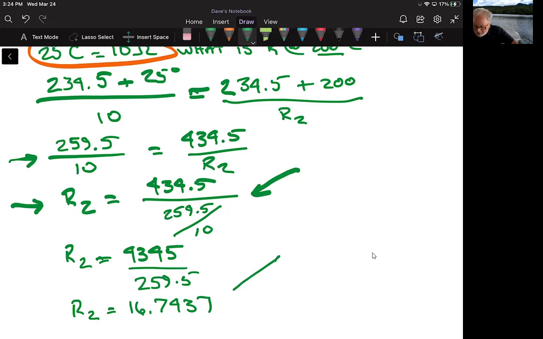In my calculator, I had it set up to display 4 decimal places. The answer blank says round to the thousandths place. So the correct answer for this would be 16.744. Okay, so that's the solution to that.